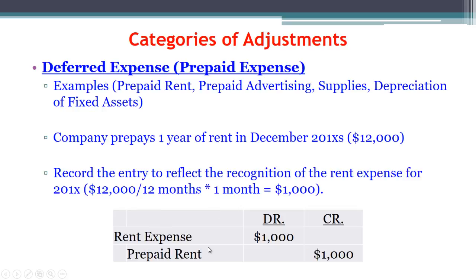So now later on, when we actually use up the rent, keep in mind that first entry was the cash entry. Now we're at the end of a period, and we've used up 1 month's worth of rent, $1,000. So the entry here is to debit rent expense for $1,000 and to credit prepaid rent.